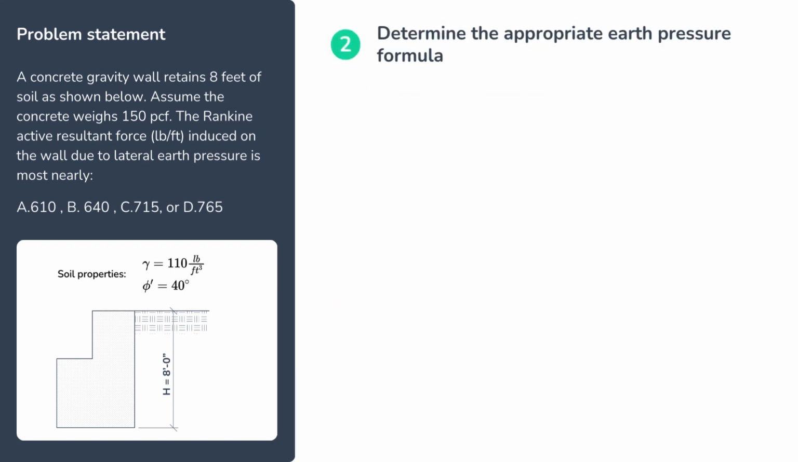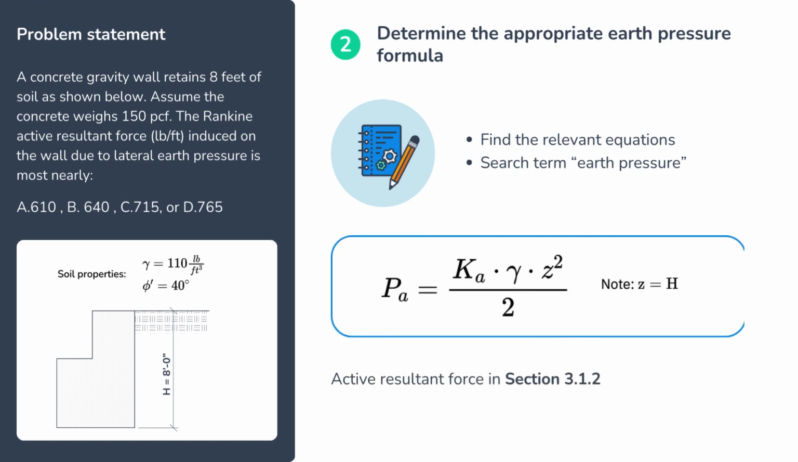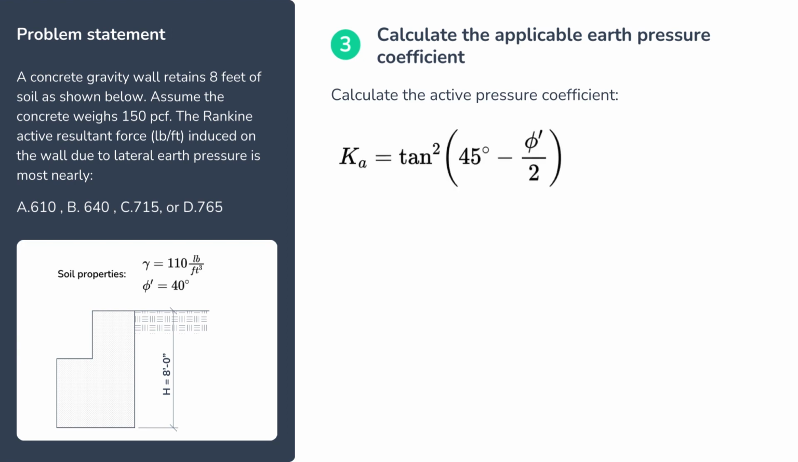Next, you'll need to navigate the NCEES Handbook to find the relevant equations. A simple search of the handbook for the term earth pressure will get you where you need to be. You will find the equation for the active resultant force in section 3.1.2. Notice the problem statement provided us with all the variables to calculate the resultant force, except for the coefficient of active earth pressure, Ka. However, the coefficient of active earth pressure can be calculated using the equation in section 3.1.1.